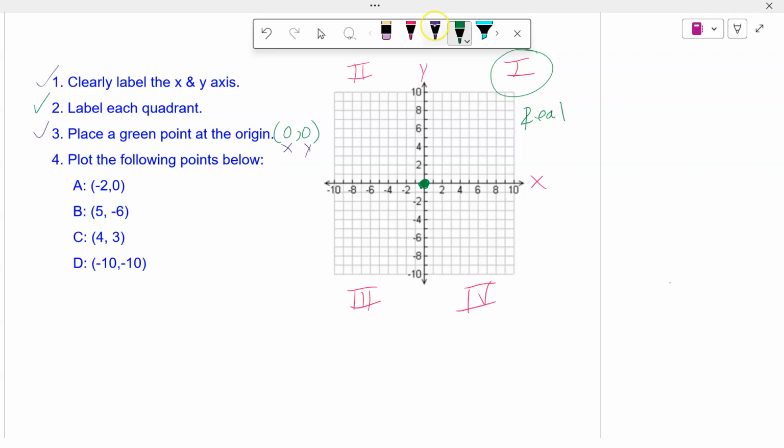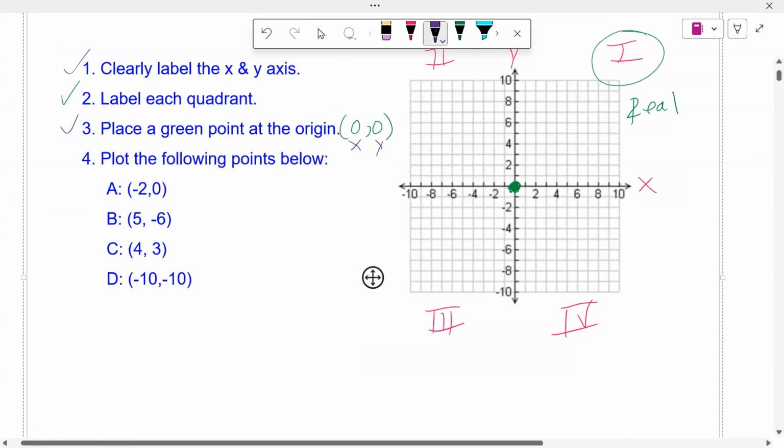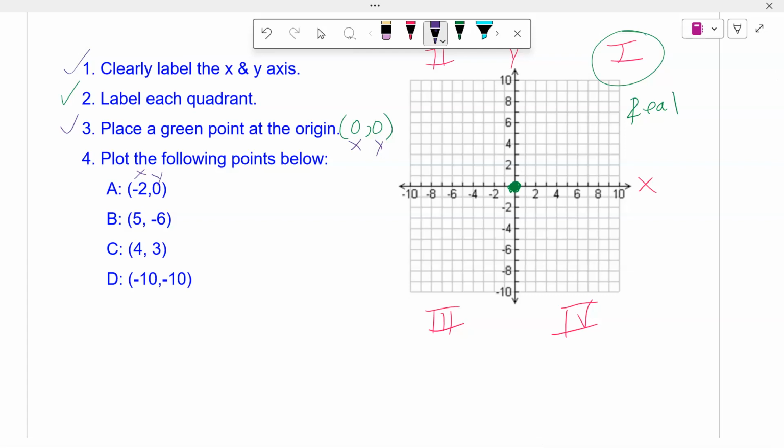Then, of course, it wants us to plot some points. So let's go ahead and do that. So again, every coordinate has an x and y value. So it's x first, then y. And we always start at the origin. That's the beginning. So -2, 0 means we're going left 2, up and down none. Because the x value is negative, it tells us to go left. If it's positive, it tells us to go right. So in this case, left 2, up and down none. I can label that point A.